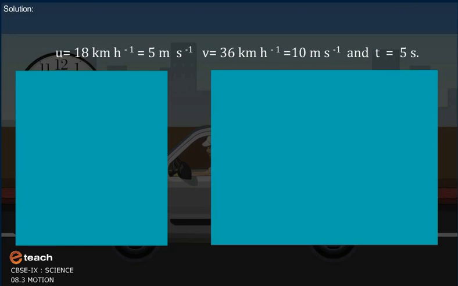From the equation, we have a = (v − u) upon t, that is 10 meter per second − 5 meter per second upon 5 second, which is equal to 1 meter per second square.